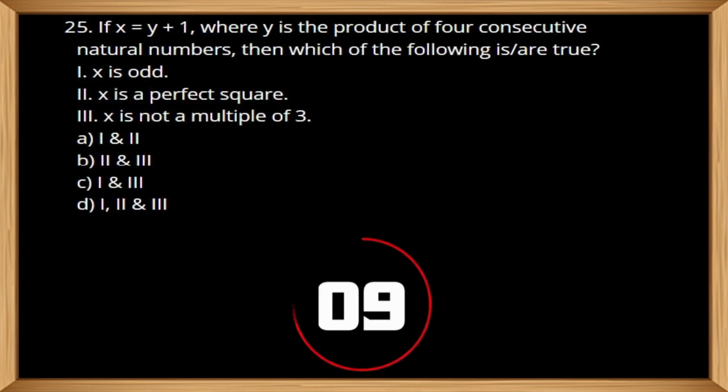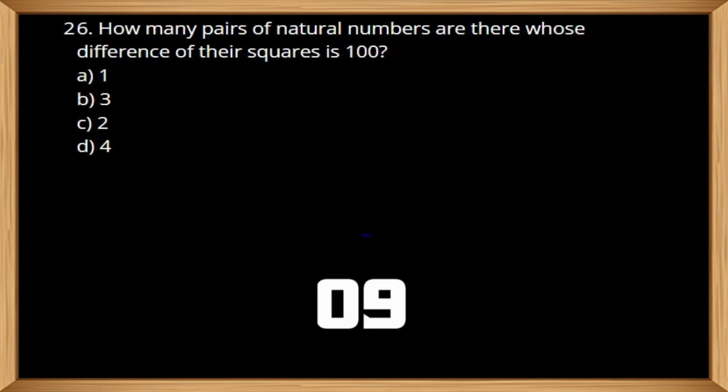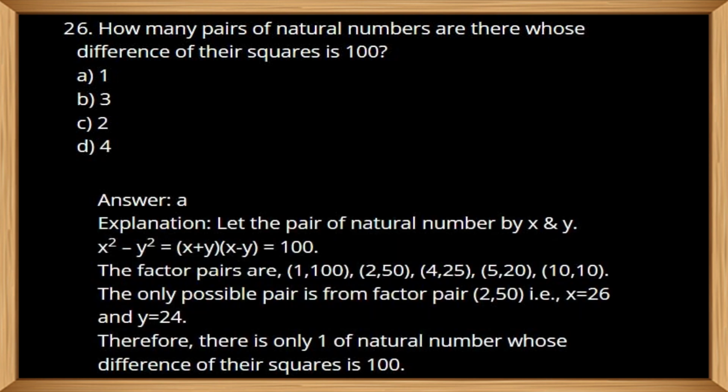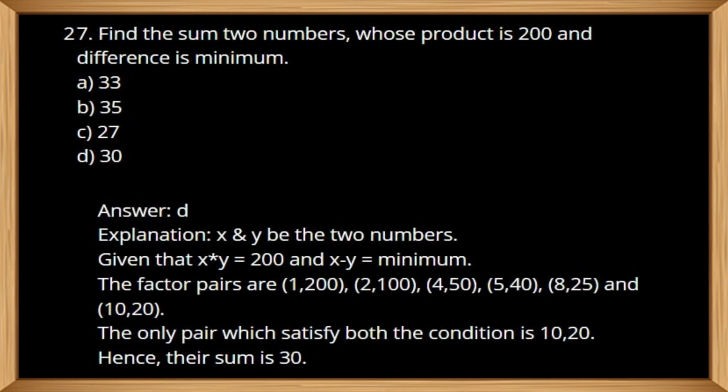If x is equal to y plus 1, where y is the product of four consecutive natural numbers, then which of the following are true? Option D 1, 2 and 3. How many pairs of natural numbers are there whose difference of their squares is 100? Option A 1. Find the sum of two numbers whose product is 200 and the difference is minimum. Option D 30.